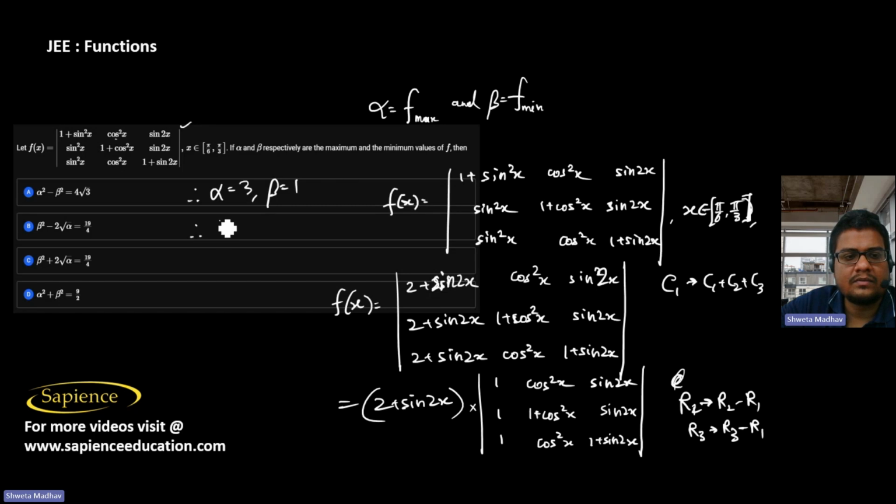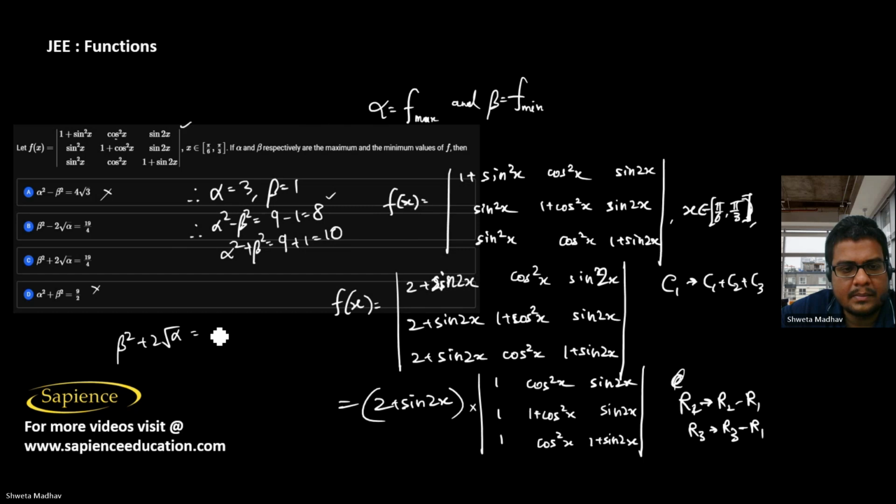So now alpha square minus beta square will be equal to 9 minus 1, that is equal to 8. And alpha square plus beta square will be equal to 9 plus 1, that is equal to 10. So option D and option A are not correct. And then beta square plus 2 root alpha will be equal to 1 plus 2 root 3. And beta square minus 2 alpha.